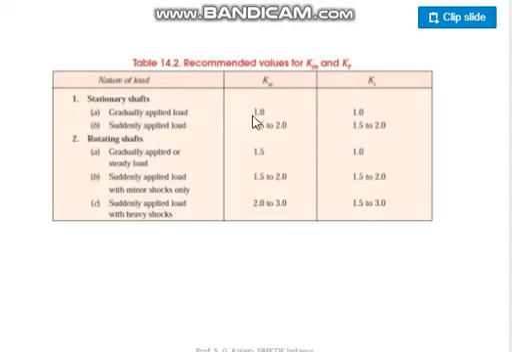For gradually applied load, Km is 1, Kt is 1. Whereas if it is suddenly applied load, Km is 1.5 to 2 and Kt also is 1.5 to 2. These are for stationary shafts. For rotating shafts, gradually applied or steady load, Km is 1.5 and Kt is 1. Whereas for suddenly applied load with minor shocks, Km is 1.5 to 2, and for heavy shocks, 2 to 3, and the Kt values are given here.